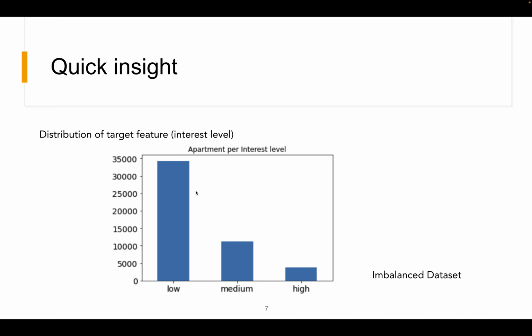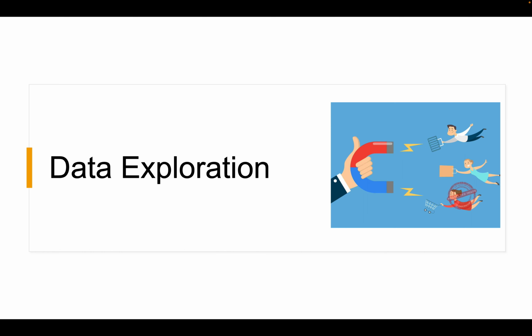And this is a picture of the distribution of the target feature, the interest level. It's quite obvious that our dataset is an imbalanced dataset. Let me show you the data exploration part of our project.